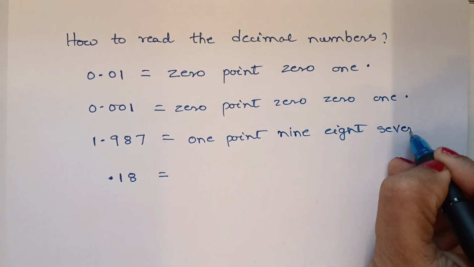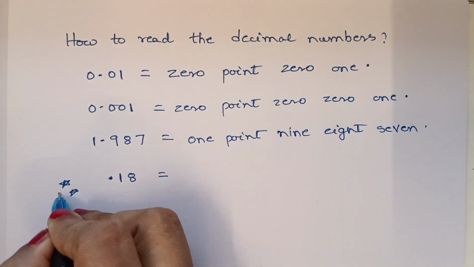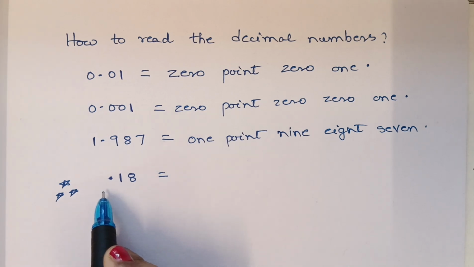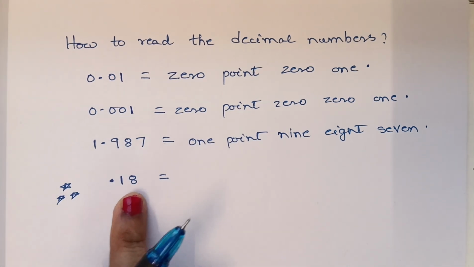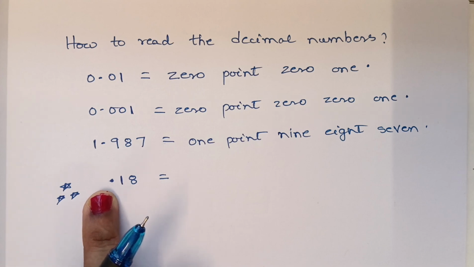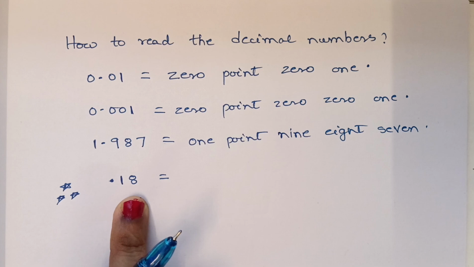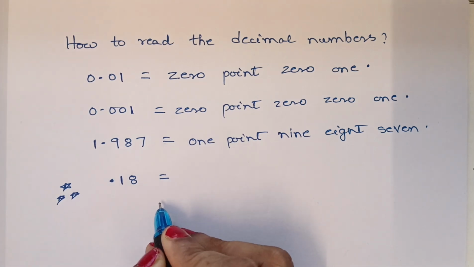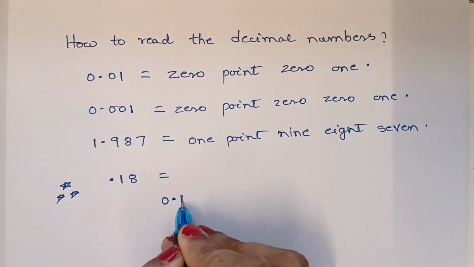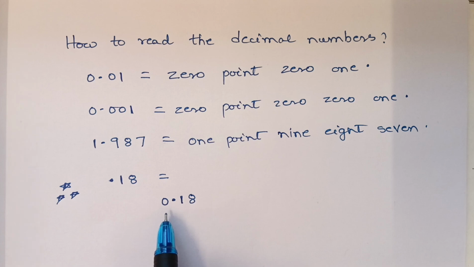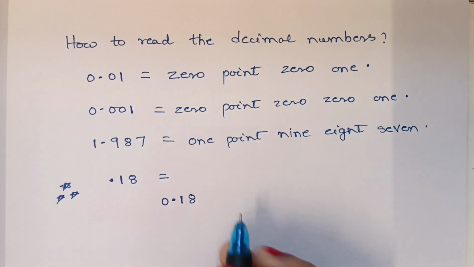1.987. Now when you see this particular sum, can you see this star? In this, if a number has only one decimal part, there is one decimal point, and after that you have only the decimal part. So it is better that you write 0.18. It means if a number has only a decimal part, it is better to put a 0 before the decimal point. Now you can read the decimal number.